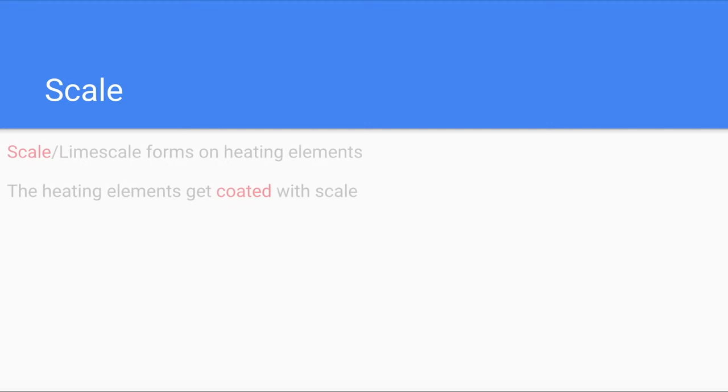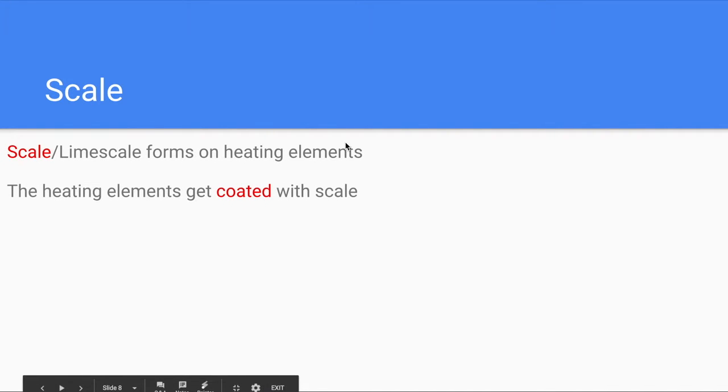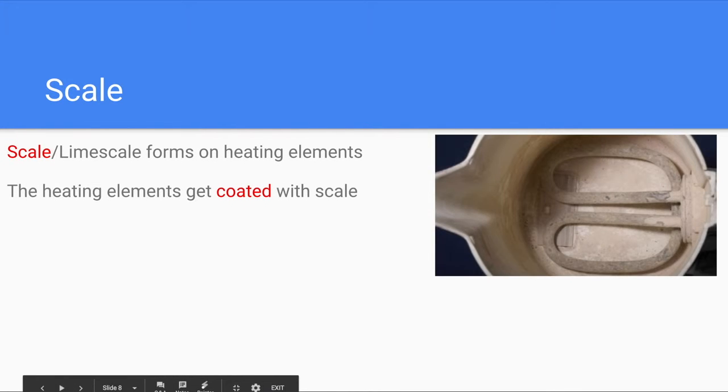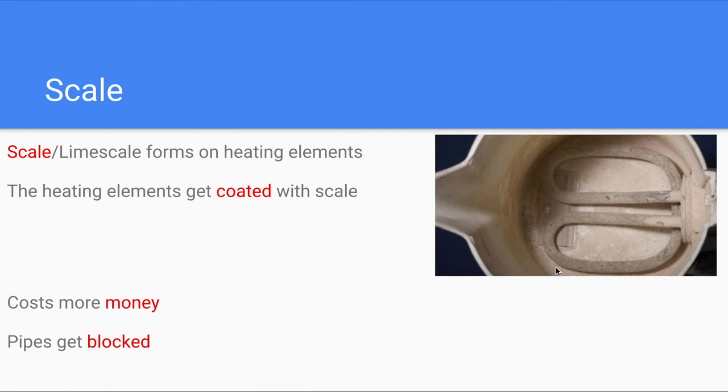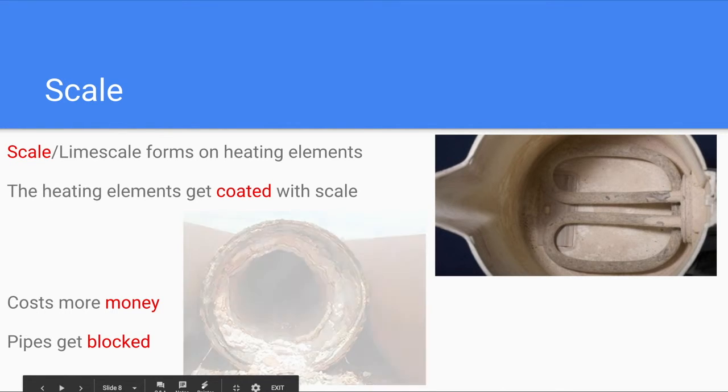Now scale, lime scale, forms on heating elements like kettles, and the heating elements get coated with the scale, and this means it costs more money because you need more energy to heat them, because the scale affects how well the water or whatever you're putting inside the kettle is heated. And also pipes get blocked.